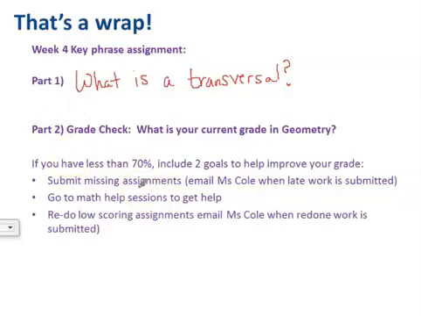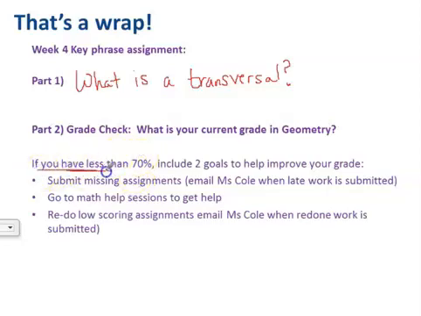It forces you to go into the grades tab, look to see what your overall grade is, and if you have less than a 70%, you need to also tell me 2 goals that you can use to help improve your grade. This can be, I'm going to go back and submit missing assignments. I just realized I've got some missing assignments and they're pulling my grade down. The other one, you could say I'm going to come in and get some math help. Maybe you are going to redo low scoring assignments. Maybe you have another idea. These are just examples of things that you could use for goals to help improve your grade.